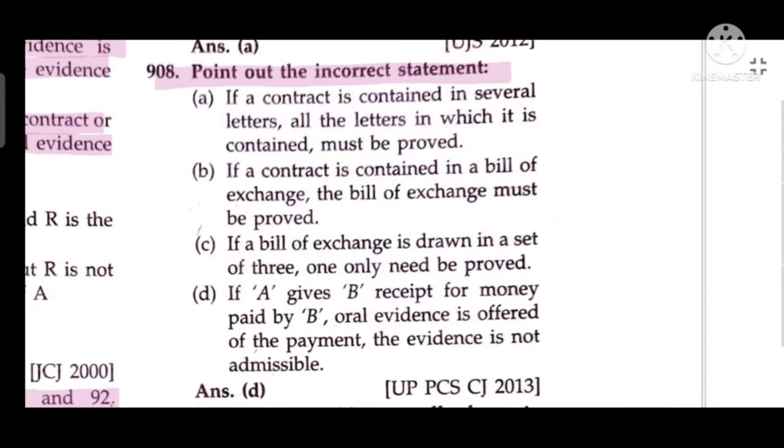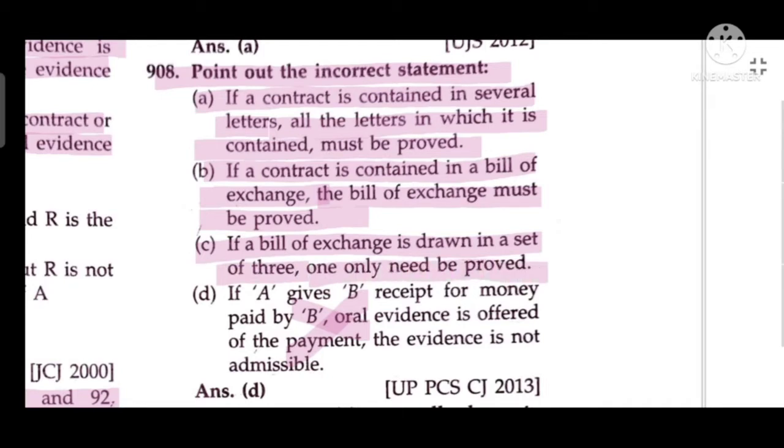Point out the incorrect statement. D is incorrect. Which one is correct? If a contract is contained in several letters, all letters in which it is contained must be proved. If a contract is contained in a bill of exchange, the bill of exchange must be proved. If a bill of exchange is drawn in a set of 3, only one need be proved.